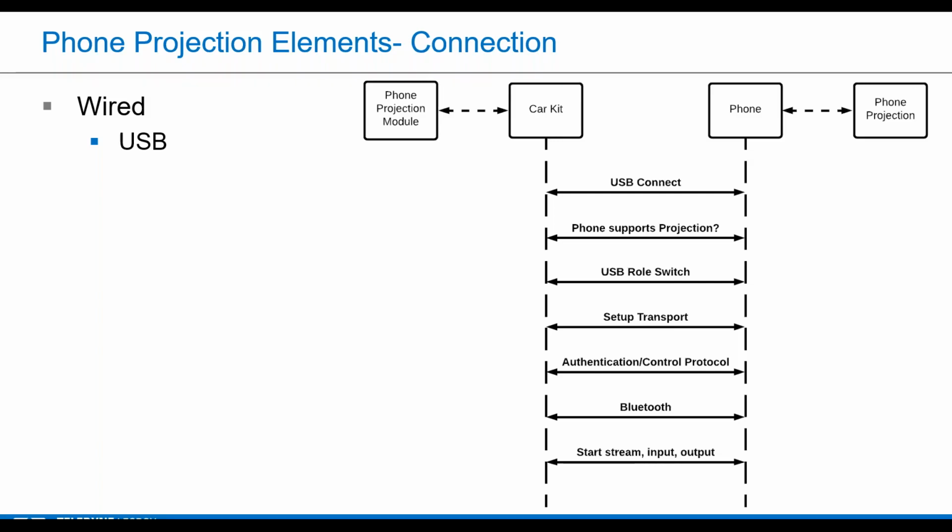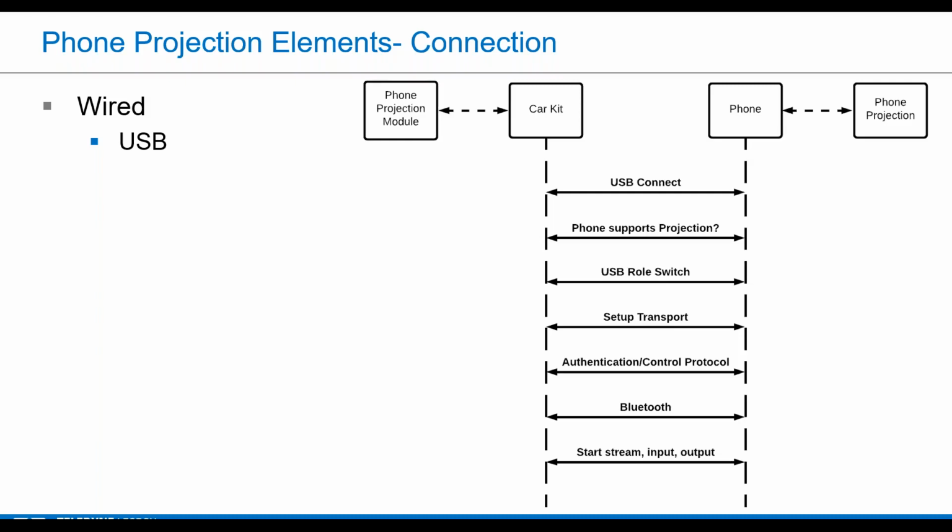In the chart on the right, you can see we've got the car kit and the phone, and the car kit also incorporates a phone projection module supplied by the phone manufacturer and allows the phone to communicate with certain things through the car kit. And when the phone's plugged into the car, the USB is connected, and once verified that the device that's plugged in supports phone projection, there's a USB role switch, so that means the phone becomes the master of the USB bus. And then the transport protocols are set up, and once authentication is achieved, the traffic is encrypted.